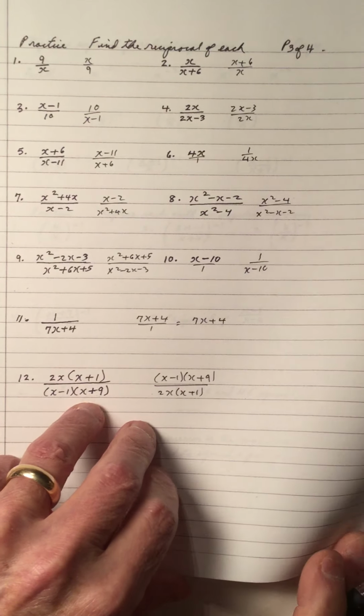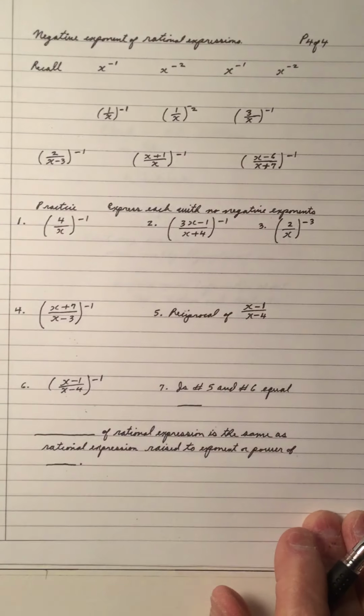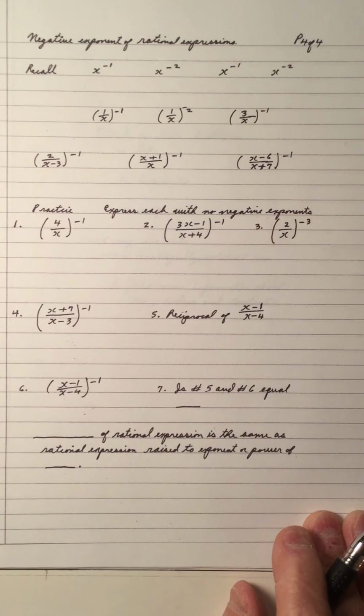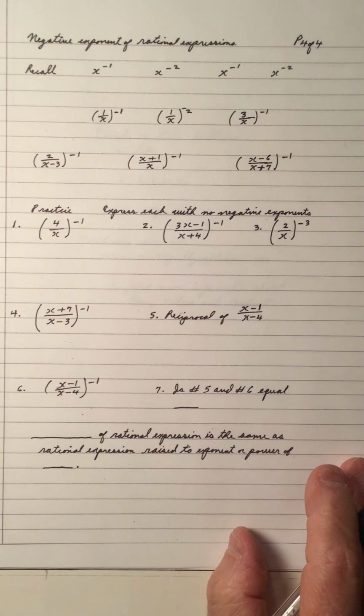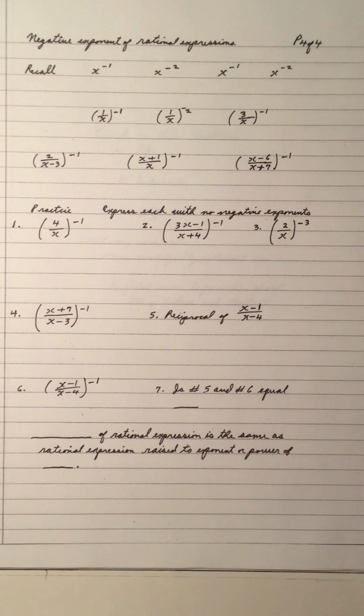Okay, so reciprocal. Now, we did something like this before, but it's just another review. It doesn't hurt to review negative exponents of rational expressions.